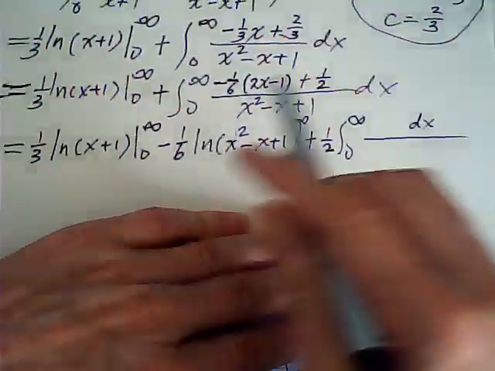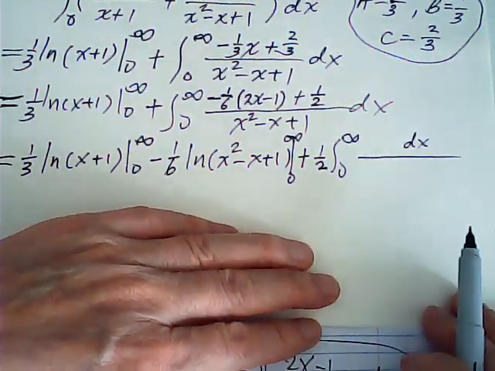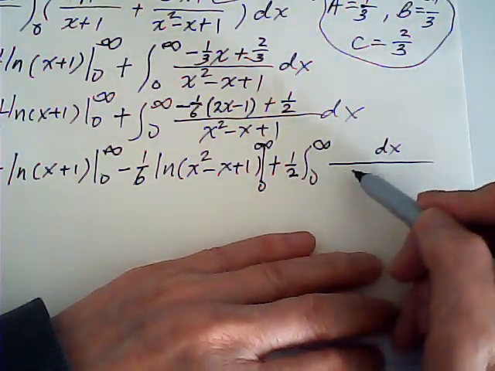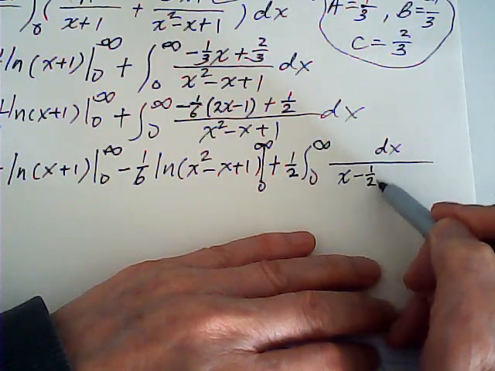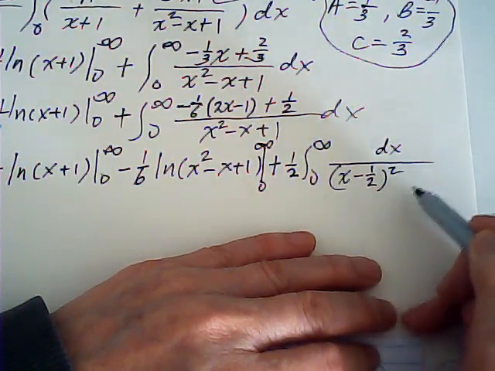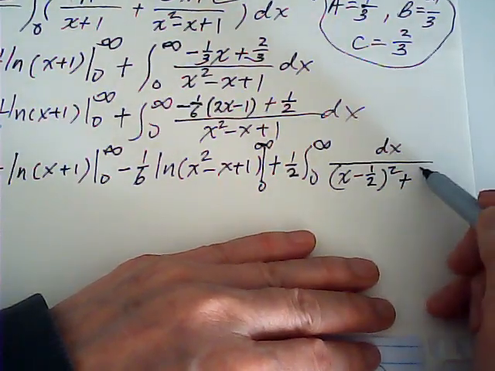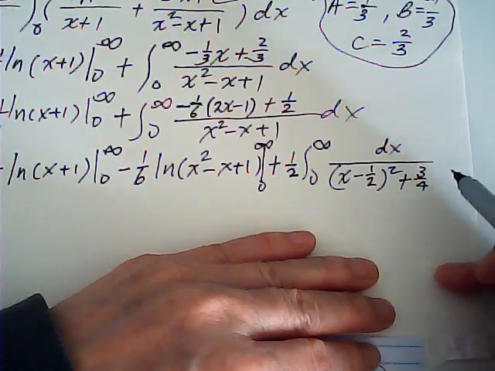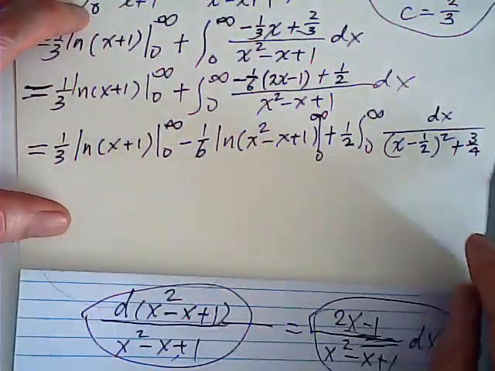As I said at the beginning, I'm dealing with the integrals with all basic techniques. This is x minus half squared, right? And to maintain equality, this is plus 3/4. You see, everything is equal.